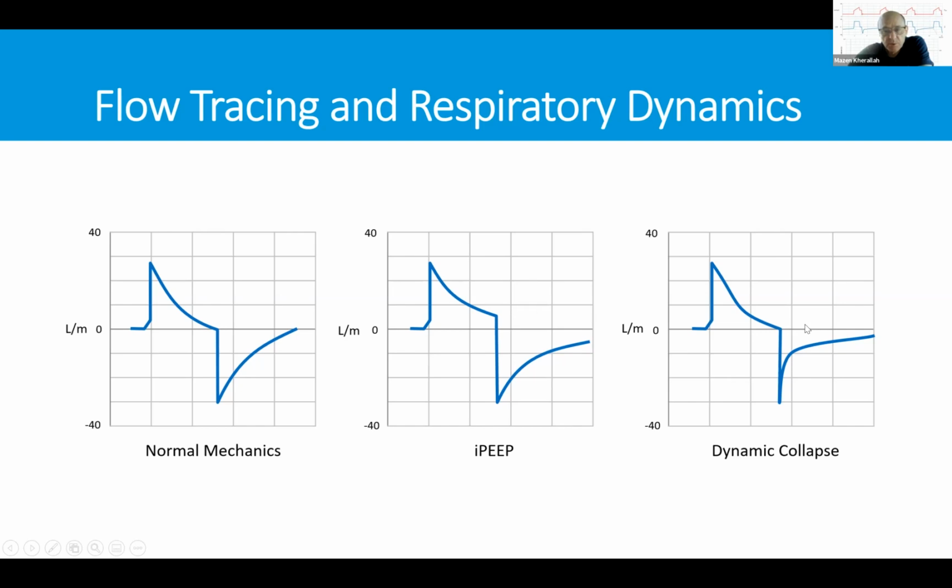You need to differentiate this from what we call dynamic collapse, like tracheomalacia. You will see here the peak expiratory flow goes down very rapidly in the beginning and then slows down. And that is because of the dynamic collapse of the airways. You will see this with tracheomalacia.